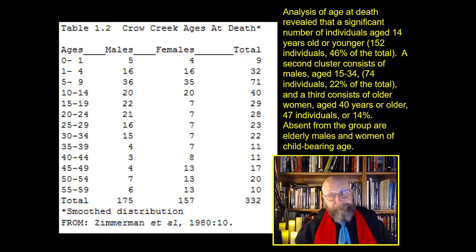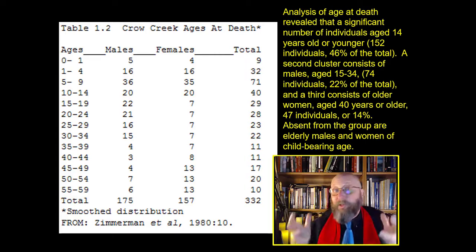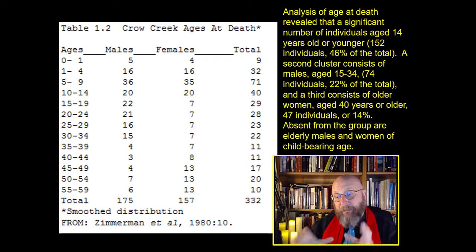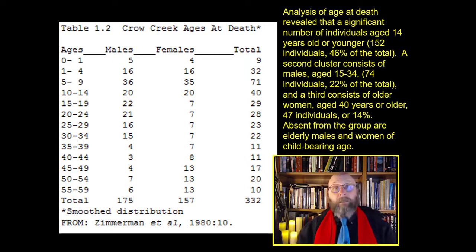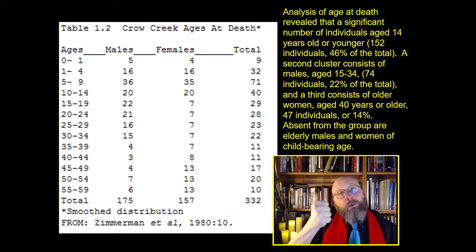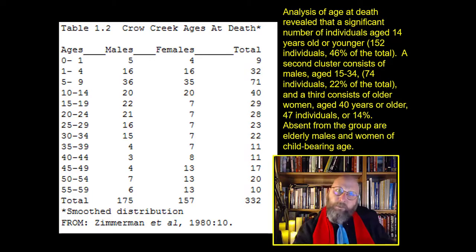In other words, there are people missing. There are critical population segments missing from the dead of Crow Creek. There's people that are just missing. Who is missing? There are almost no young women in that mass grave. They're just missing. They're gone. There's almost no adult women aged between, say, 15 and 40.